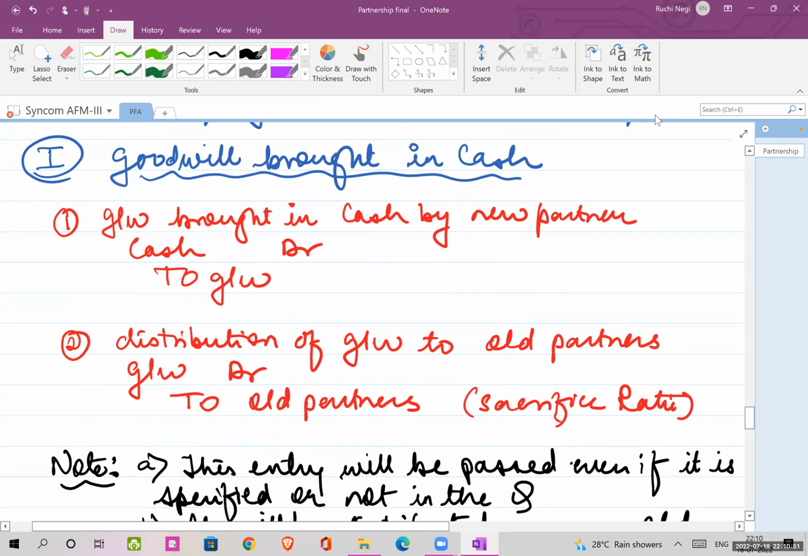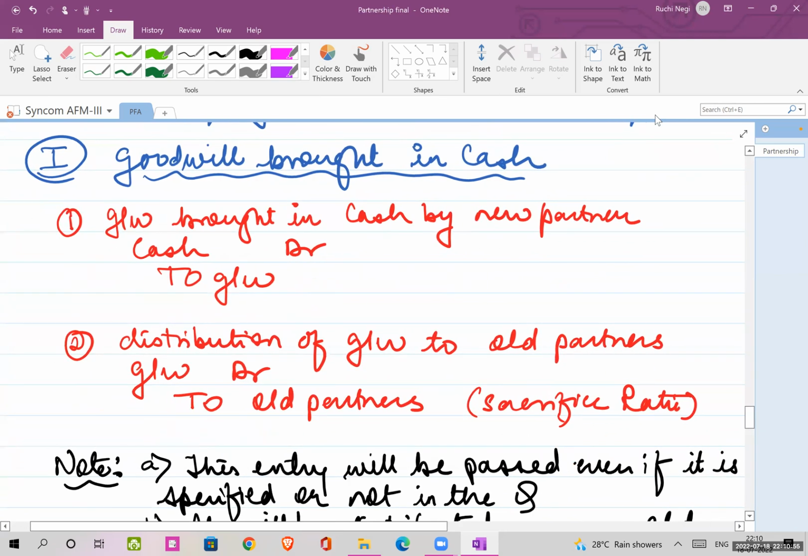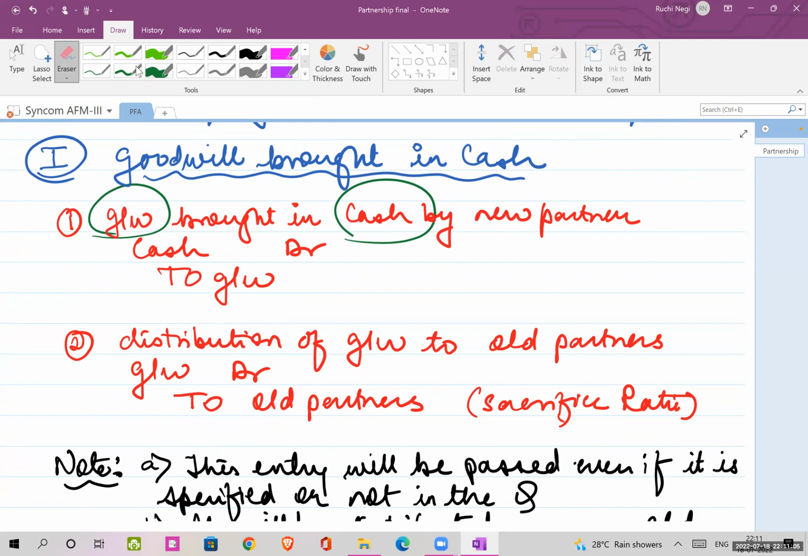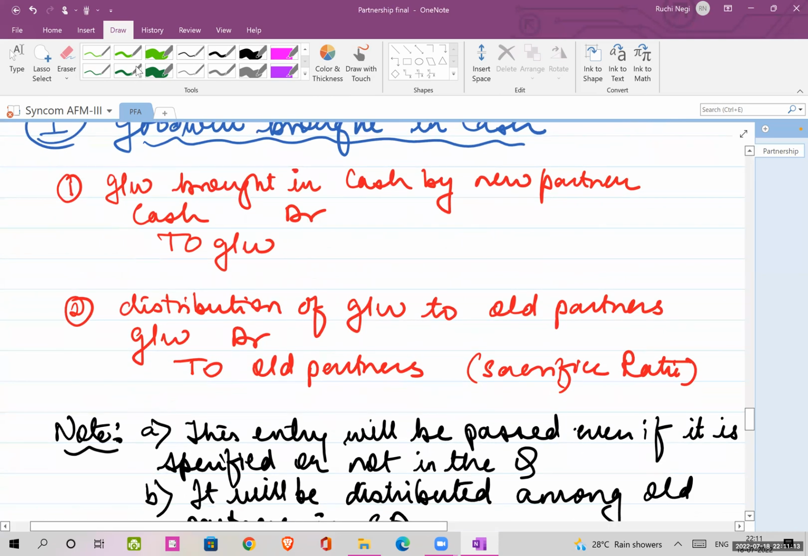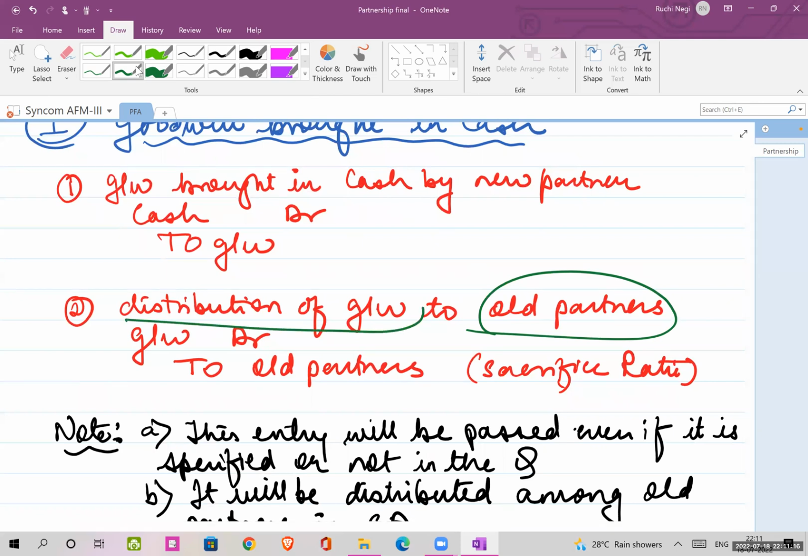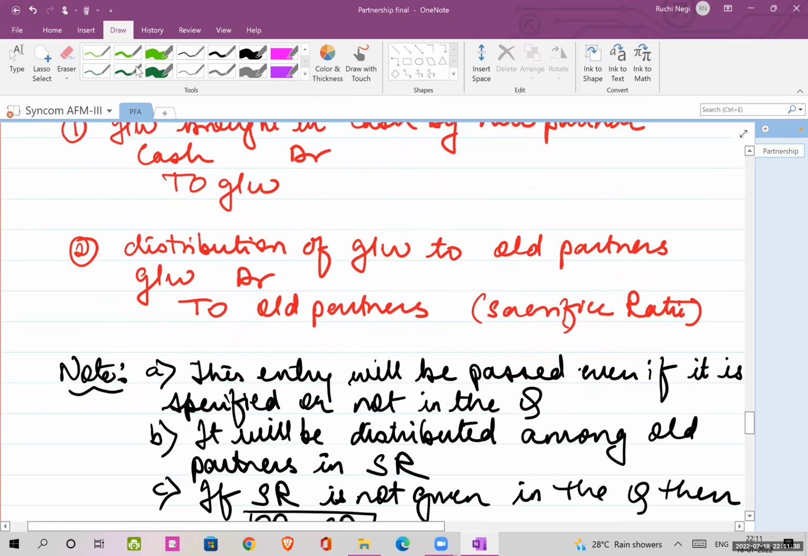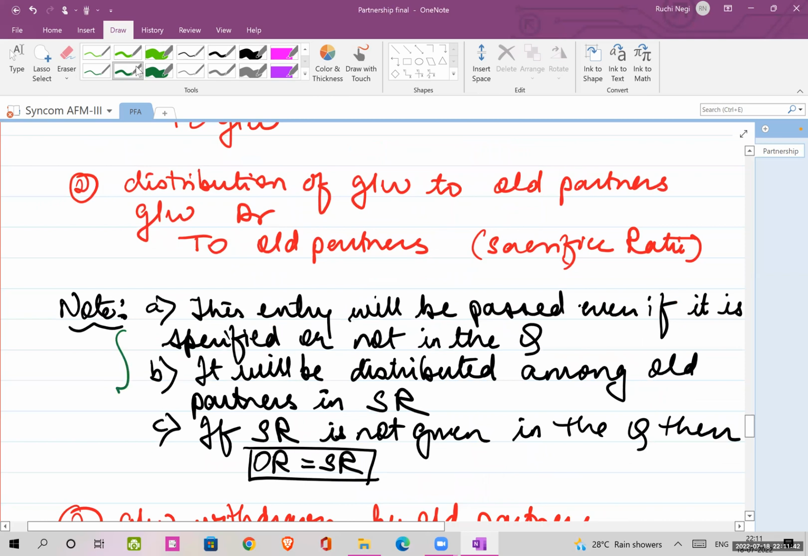Whenever goodwill is brought in cash, we are going to pass two entries by default. First, goodwill brought in cash by the new partner. So my journal entry will be: cash account debit to goodwill account. And as soon as the new partner brings goodwill in cash, it will by default be distributed among the old partners. In which ratio? In their sacrifice ratio. I repeat, as soon as goodwill is brought in cash by the new partner, you will pass the entry cash to goodwill. This will be the first treatment, and immediately you are going to distribute goodwill to the old partners in their sacrifice ratio. So you have to remember these points.